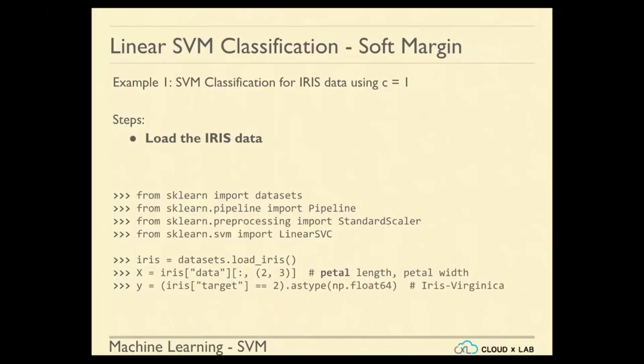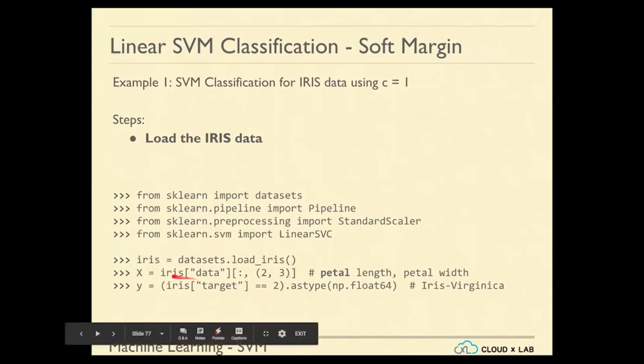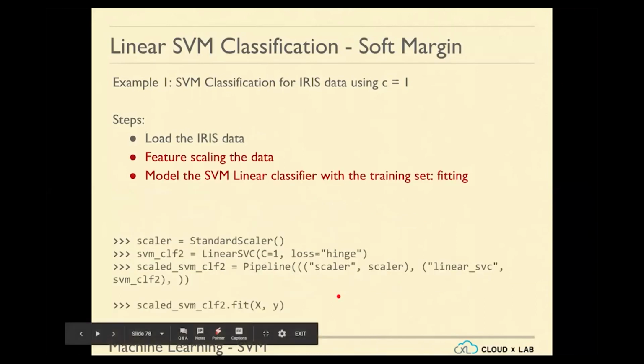So let's do the SVM classification for iris data using C equals 1. All we need to do for now is use this class called LinearSVC, and we are loading the iris data set. There's a function called load_iris. Using that, we are loading iris, and we have capital X, with petal length and petal width, and we have the iris targets and so on.